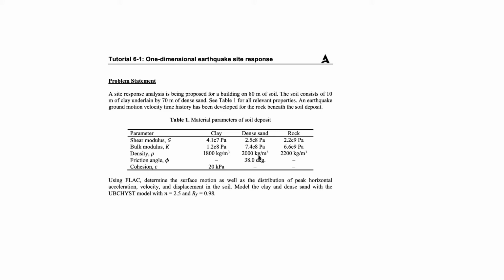The way that we're going to be modeling the clay and dense sand, I hope that you all have the UBCHYST model. If not, we could use the Mohr-Coulomb model, but it would be nice to use the UBCHYST model. We're going to use it with a default N value of 2.5 and an RF value of 0.98. So that's going to be our objective for this particular example, which will probably take us till around 6 p.m. So that's the goal. So let us switch.